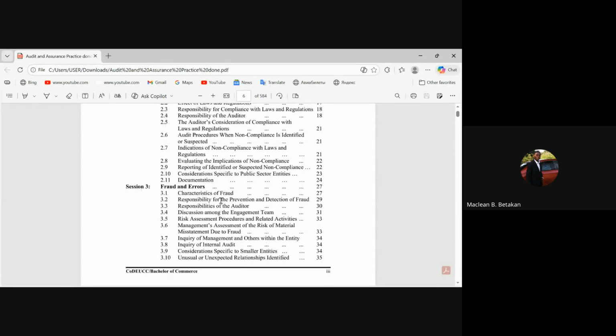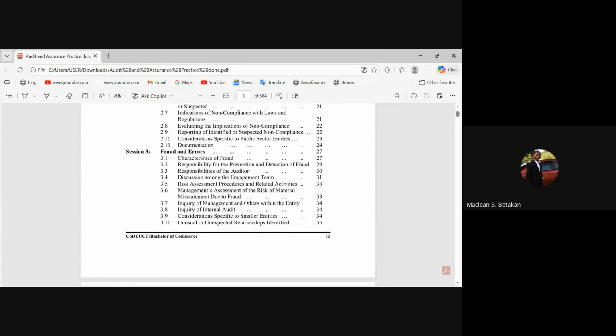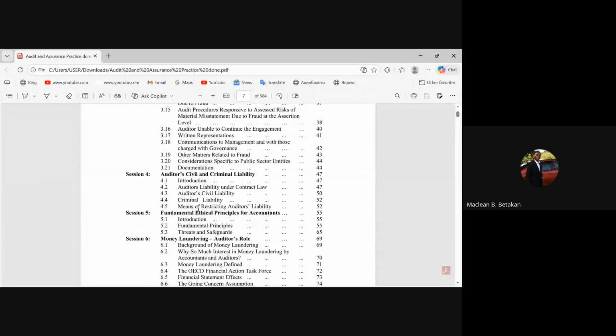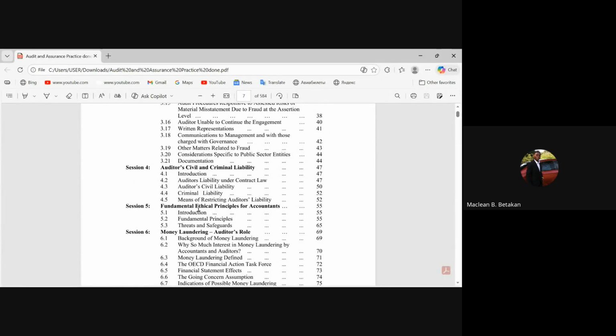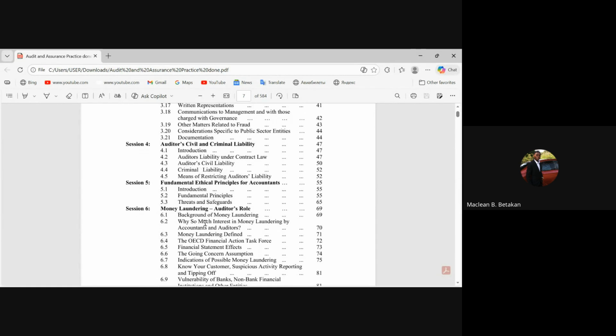So fraud and errors. At what time can we say an error is fraud? Then we'll look at auditor civil and criminal liability. Can an auditor make a mistake? And if the auditor has made a mistake, can you sue him for that or not? Or is the auditor liable for what he has done or not?